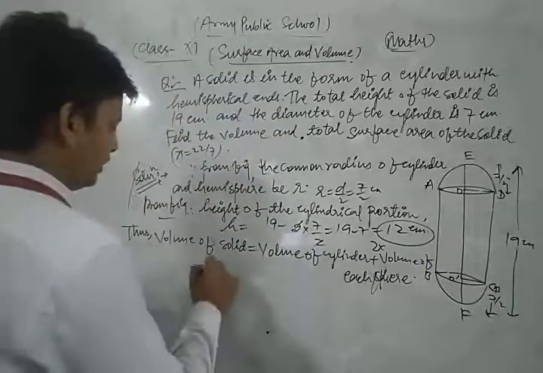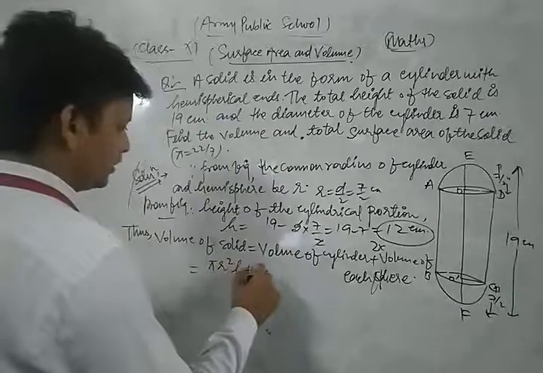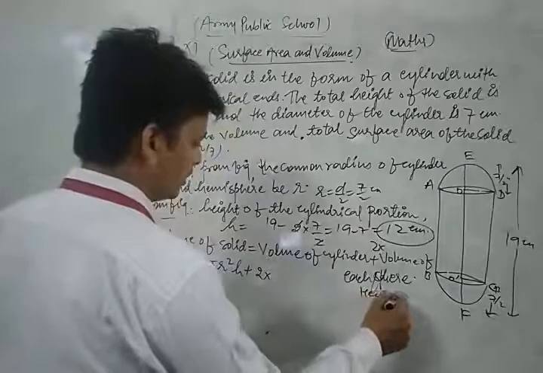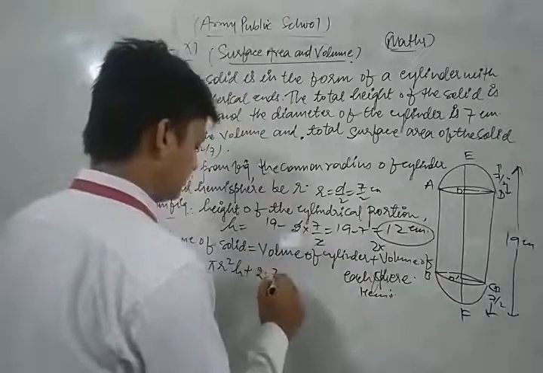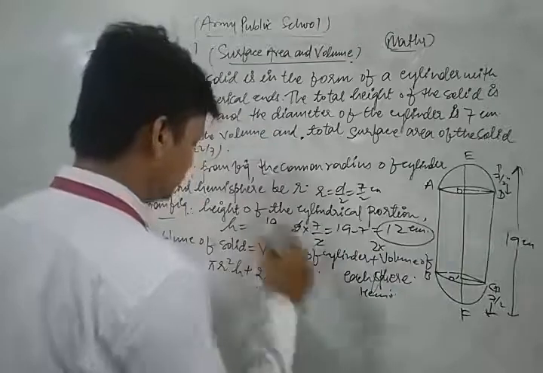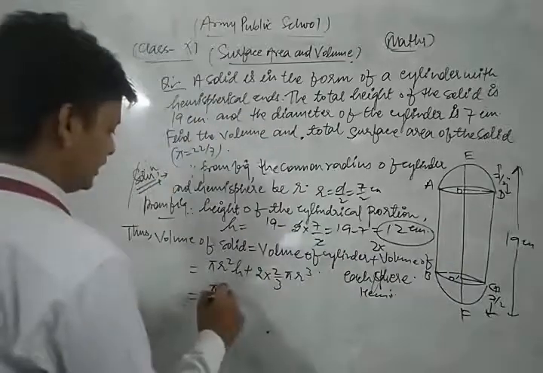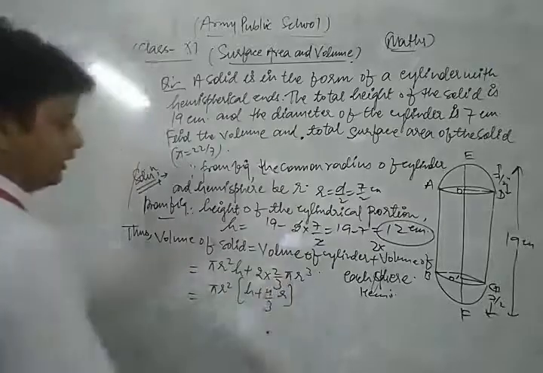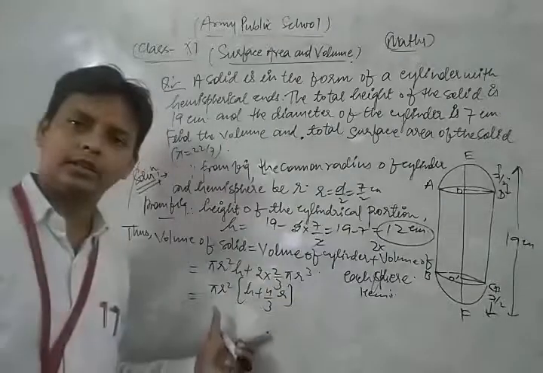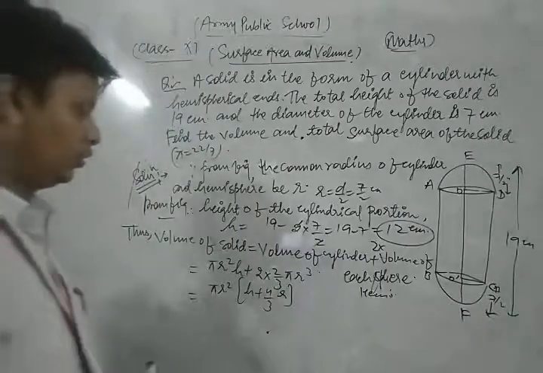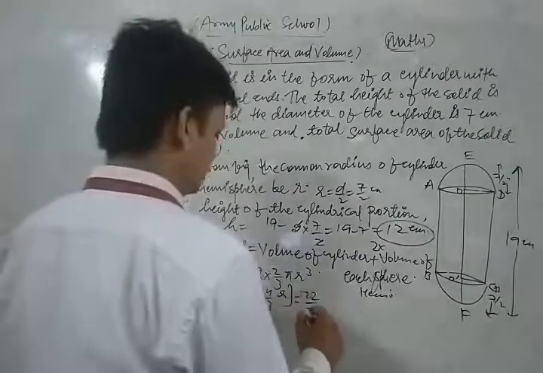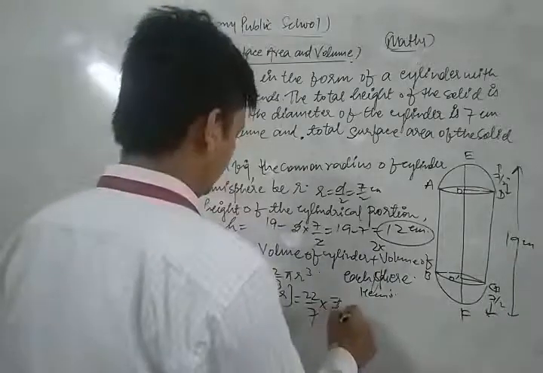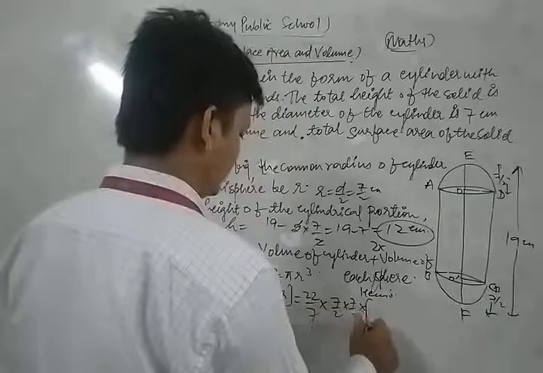Volume of cylinder is pi r square into h, plus 2 into volume of each hemisphere, which is 2 by 3 pi r cube. Now here pi r square is common, so we get h plus 4 by 3 into r. Now we put all the values in that formula. Pi is 22 upon 7 into r square, this is 7 by 2 into 7 by 2, into h.